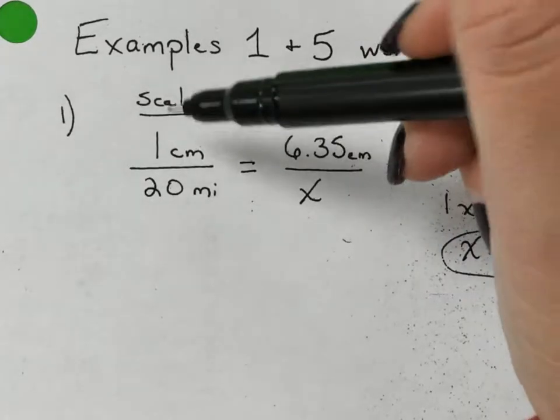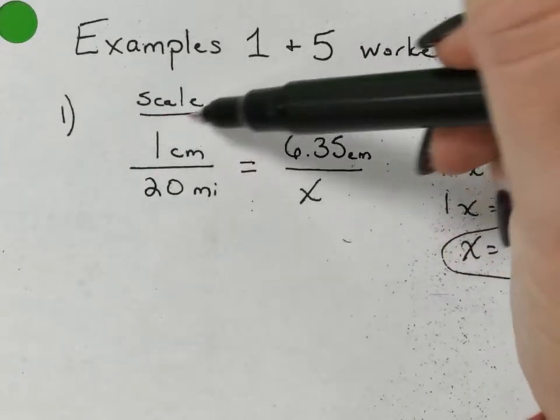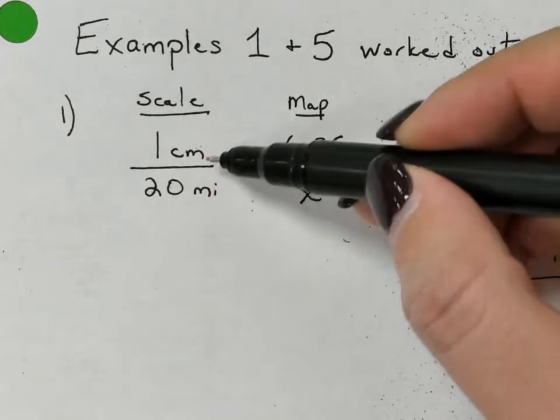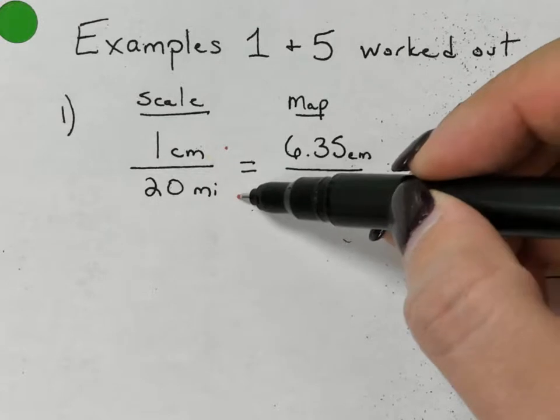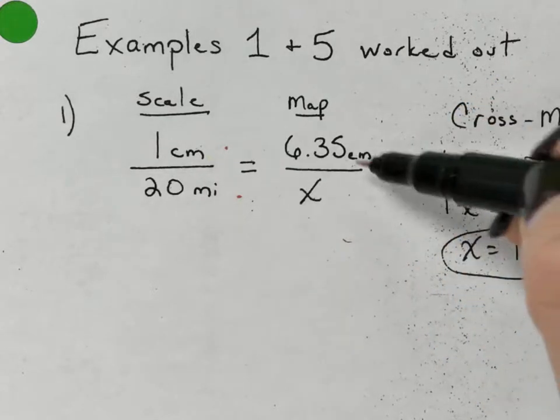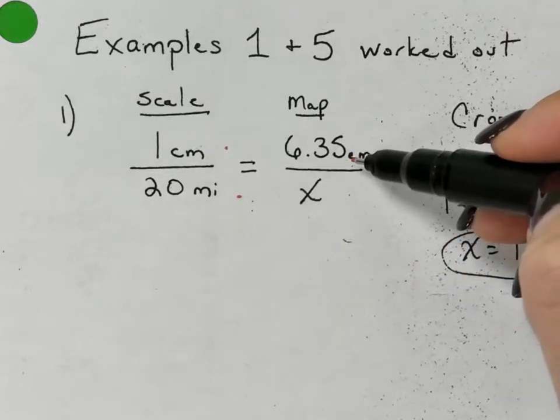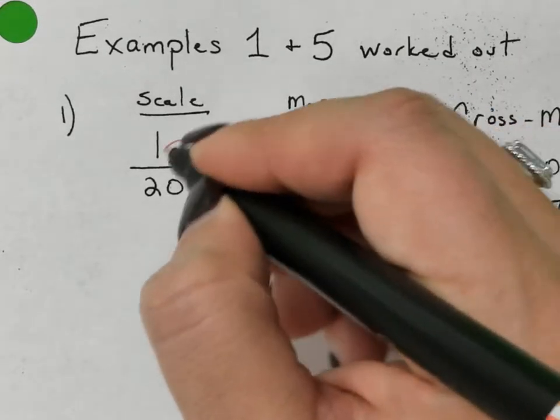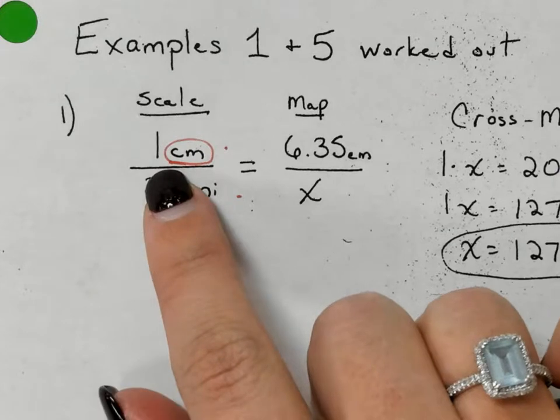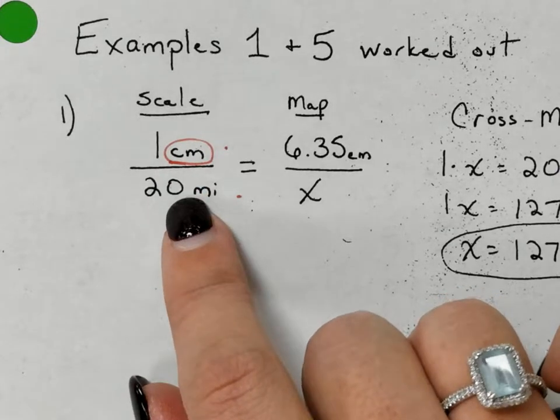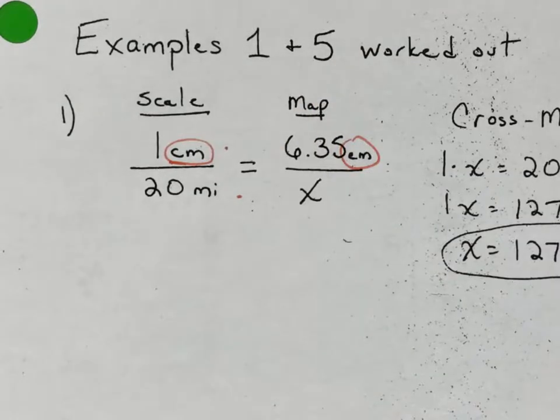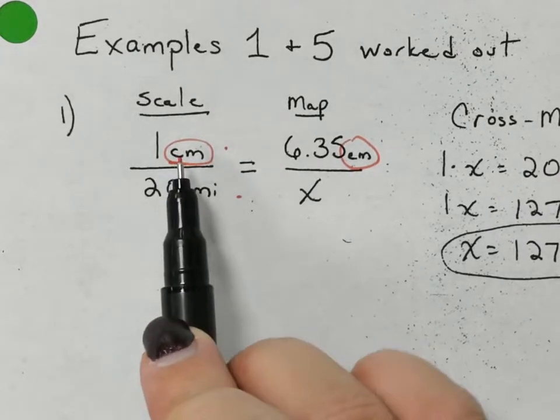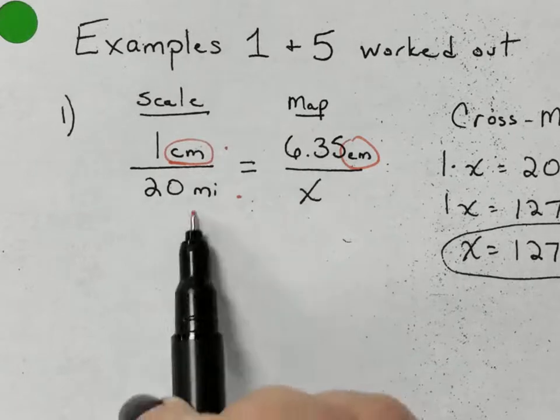Remember, like I said, we're always using that scale as your first proportion. So it told me that I had 1 centimeter was 20 miles. So that's why 1 centimeter is over 20 miles. And then my map distance is 6.35 centimeters. I know that has to go on top because centimeters is on top of my scale fraction. So that means centimeters has to be on top of the second one. You have to have the matching units on both tops and both bottoms.